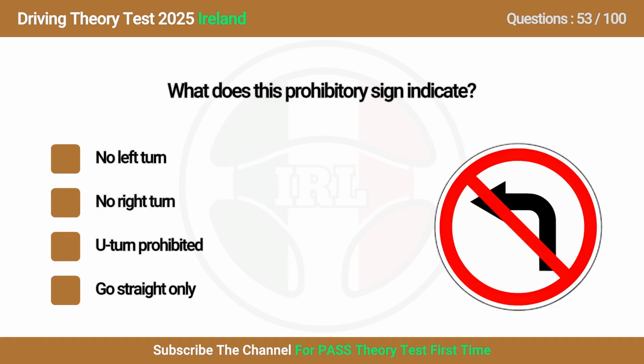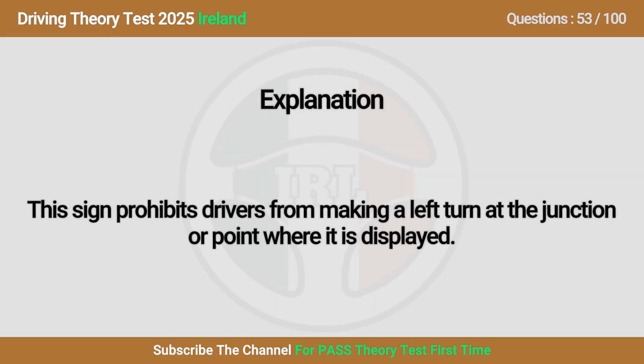A. No left turn. B. No right turn. C. U-turn prohibited. D. Go straight only. Answer is A. No left turn. This sign prohibits drivers from making a left turn at the junction or point where it is displayed.